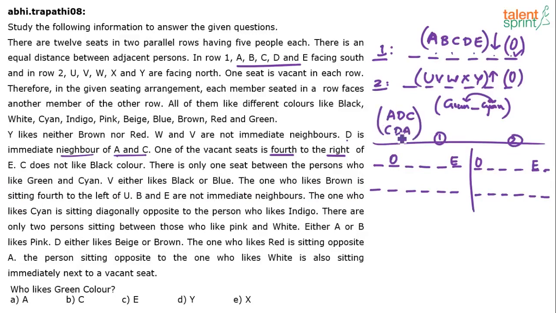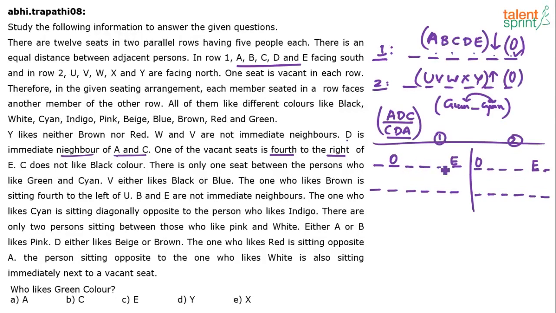ADC, CDA. See, we know that ADC are all sitting together and all of them will be in the top row. Before I go to the next statements, let's just use this itself. ADC or CDA. ADC will sit together because D is an immediate neighbor of A and C. And all of them should come in row number 1. So the only possibility for ADC is these three seats, ADC or CDA. Yes or no?